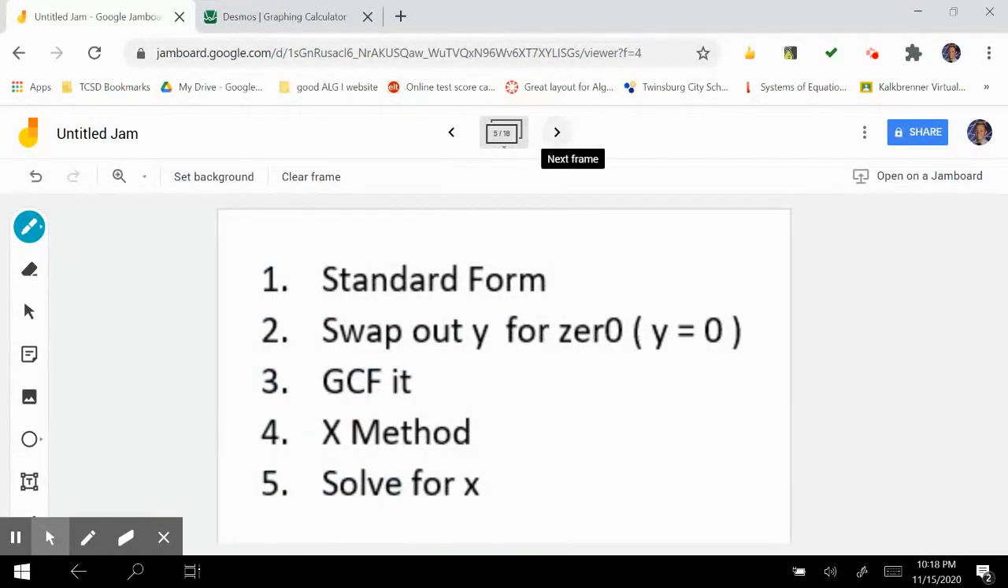So here's what we're going to be doing. When we get to factored form, or standard form, we're going to make it say ax squared plus bx plus c. And then we're going to swap out the y for 0, because we're going to do that zero product property. If we can GCF it, we're going to do that. Or we're going to do the x method. Or if it's a special case, we might be able to do a perfect square trinomial or a difference of squares or something like that. And then solve for x, which means just put it equal to 0.